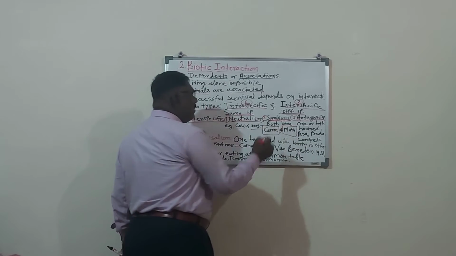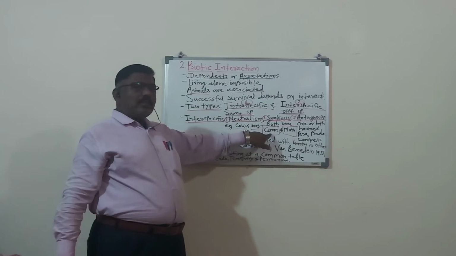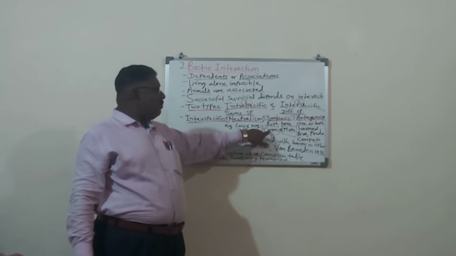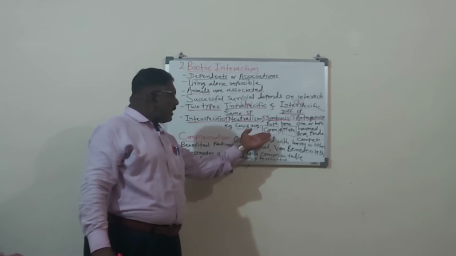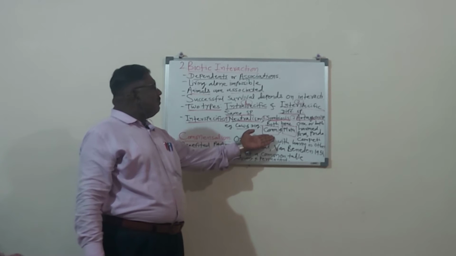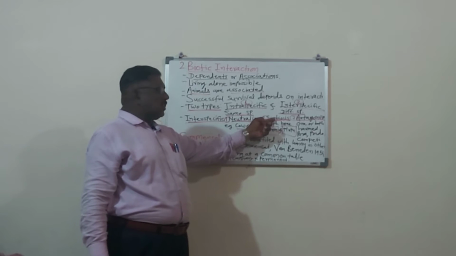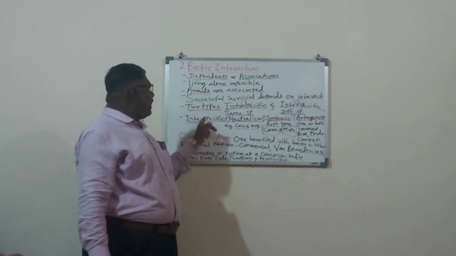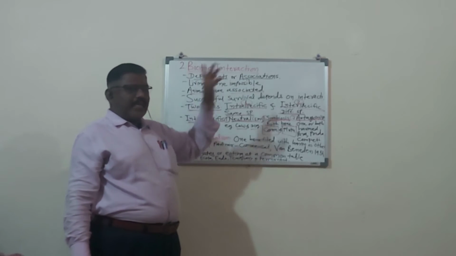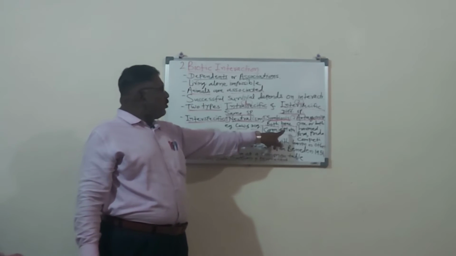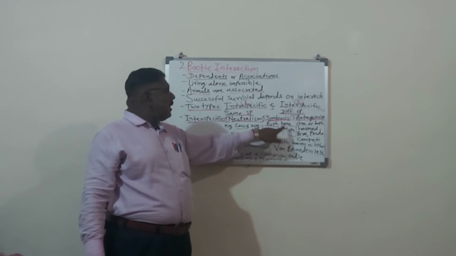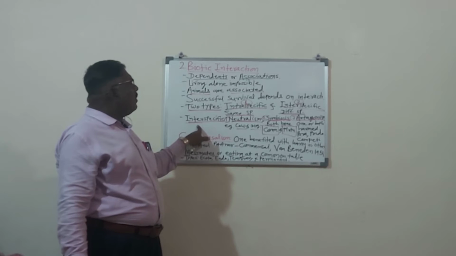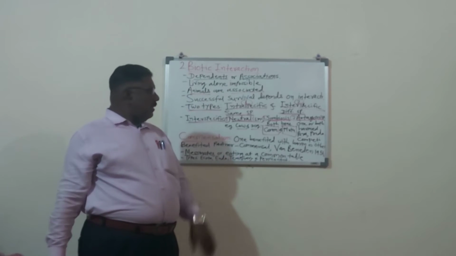Here I have written in short form, but this is commensalism, this is mutualism. What is commensalism? Commensalism is a symbiosis, an interspecific type of biotic interaction. What is mutualism? Mutualism is a symbiosis, which is an interspecific type of biotic interaction.